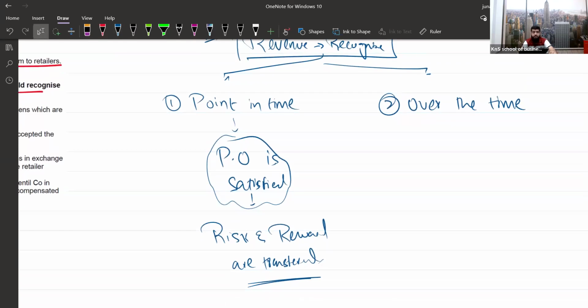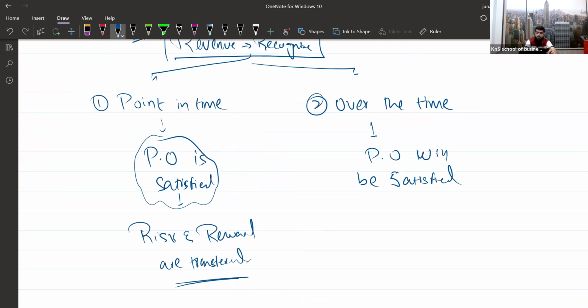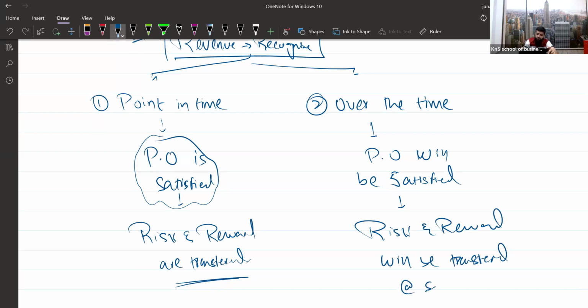But if the revenue will be recognized over time, it means the performance obligation will be satisfied in the future. So the revenue will be recognized when the performance obligation is satisfied, which means the risk and reward will be transferred at some future date. So revenue will be recognized at some future date. If the performance obligation is satisfied at a point in time, revenue will be recognized.